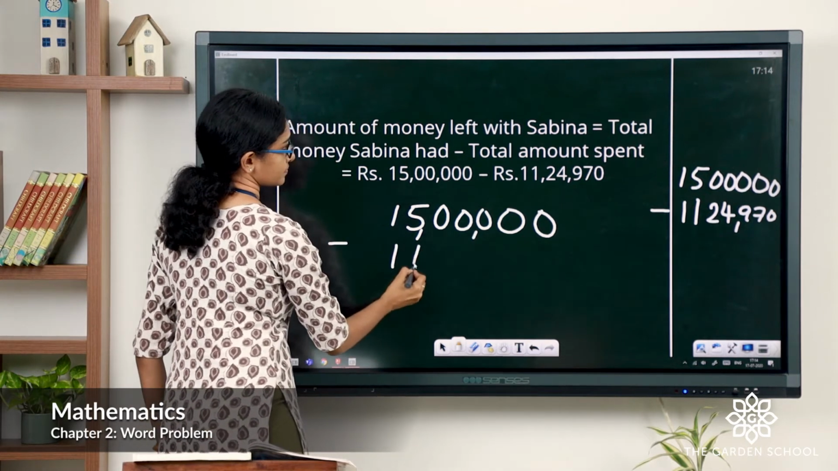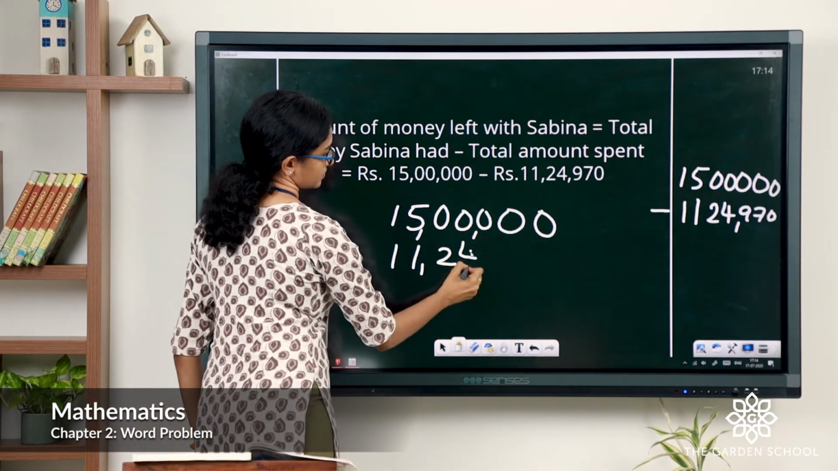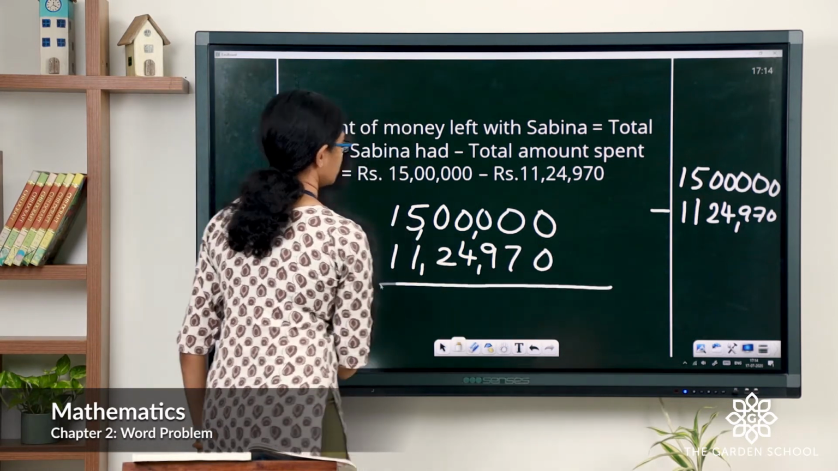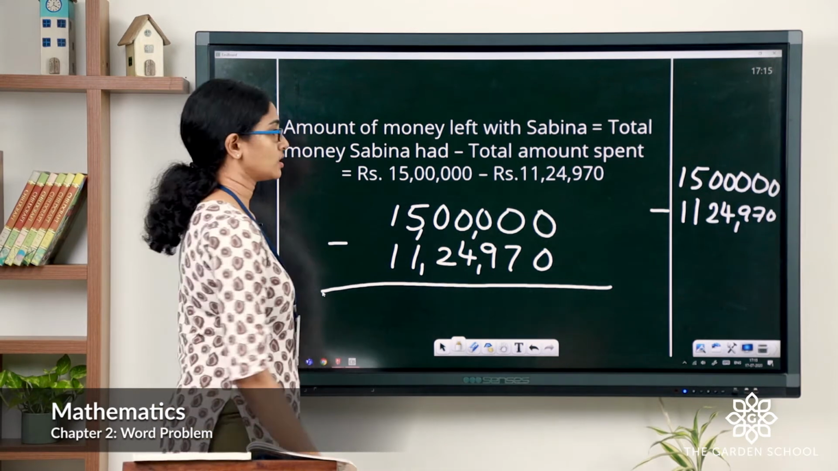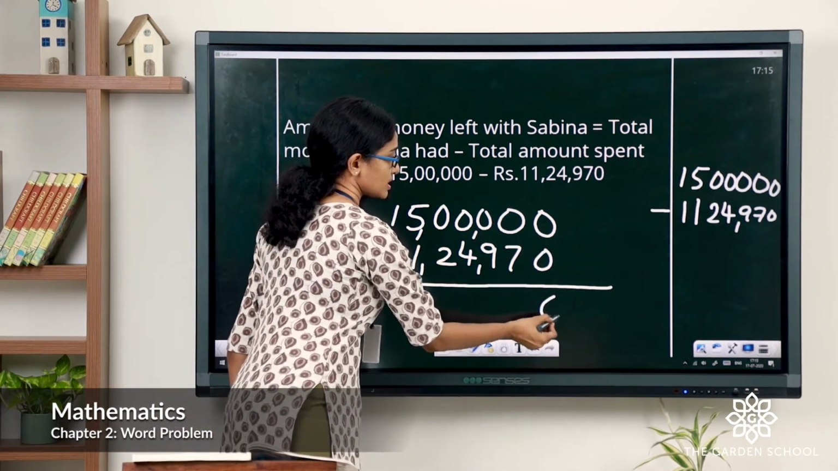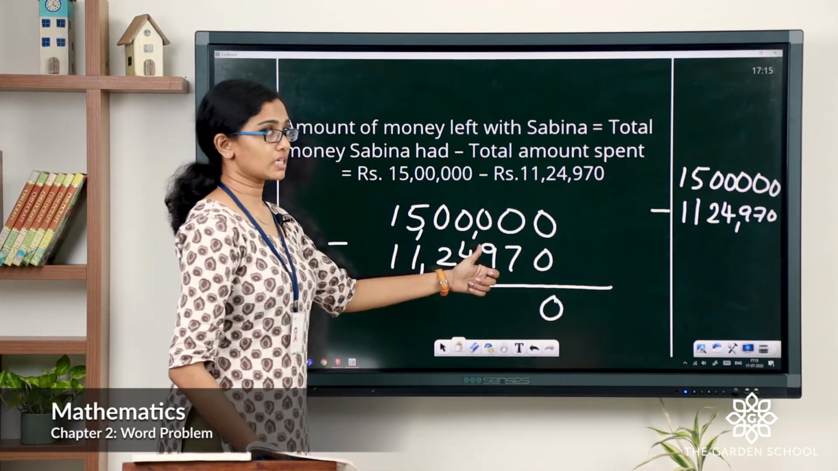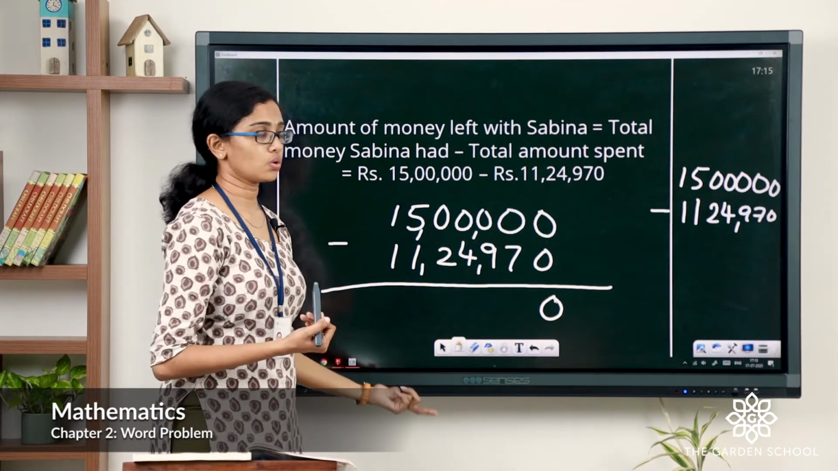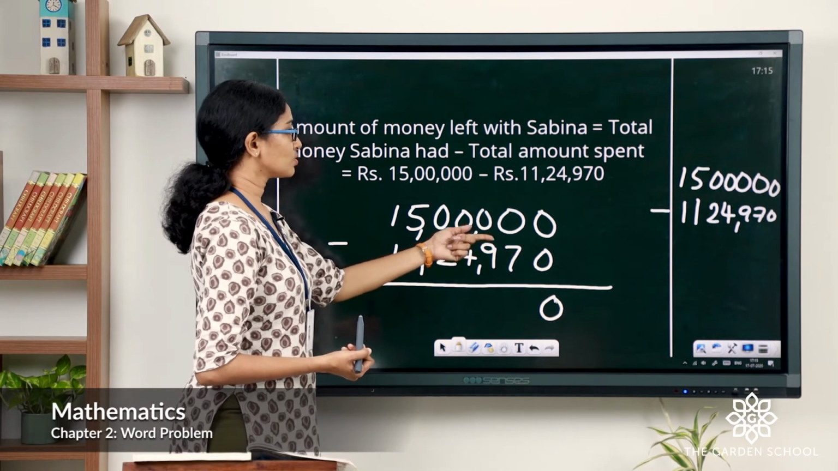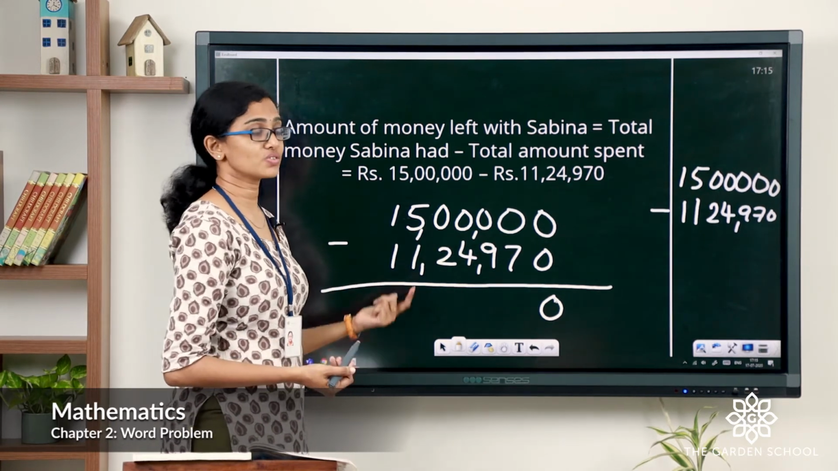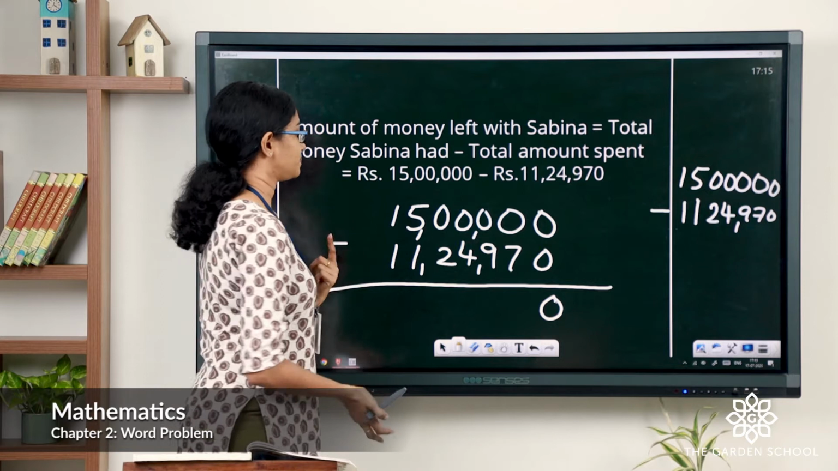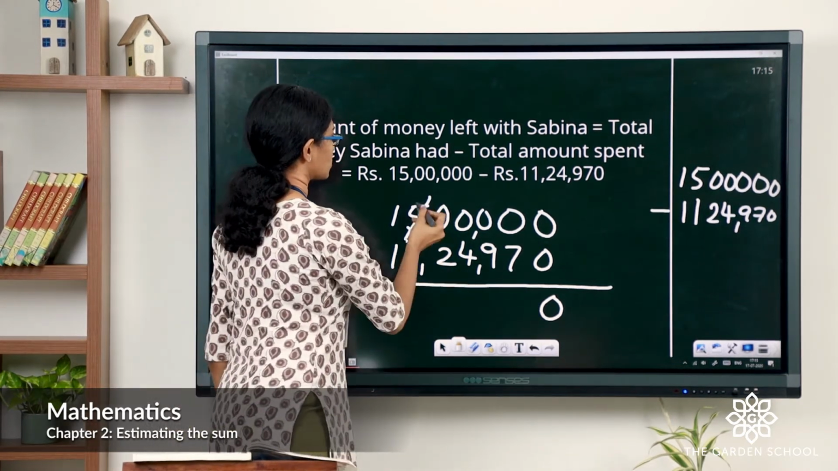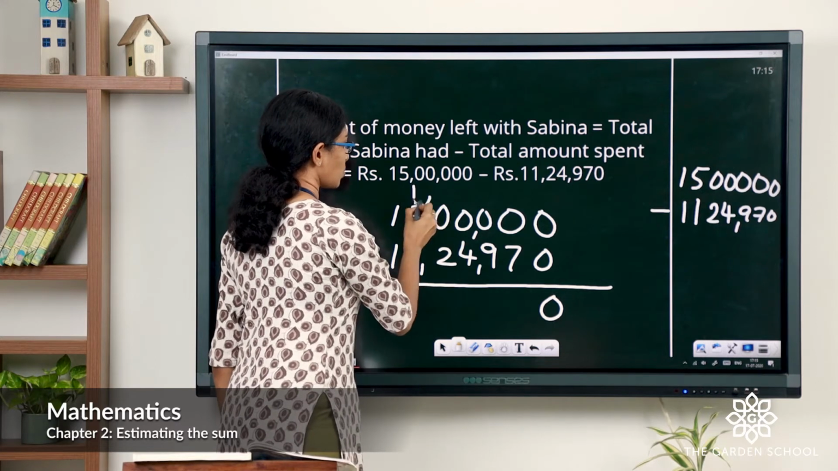Now, how do we do the subtraction? 0 ones minus 0 ones, it's 0. Now, 0 minus 7, we cannot take away 7 from 0. So, what do we do? We borrow. To borrow, the next 3 places are also zeros. So, where do we borrow from? We borrow from this 5. So, this 5 becomes what?